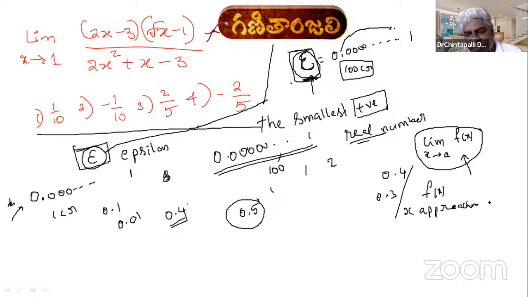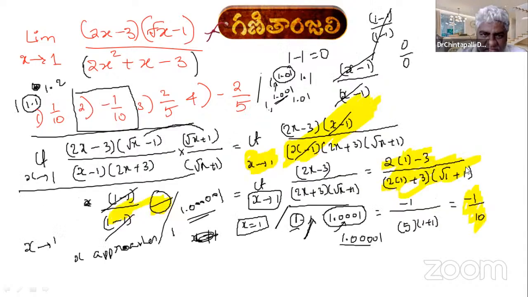Then x approaches a, the value of f of x when x approaches a. Why I am saying these points here is, in one case, cancelling 1 minus 1 is wrong. At the same time, here the cancellation of x minus 1 is correct. Here this cancellation is correct, here this cancellation is wrong. You may think that if it is wrong, why is it correct?